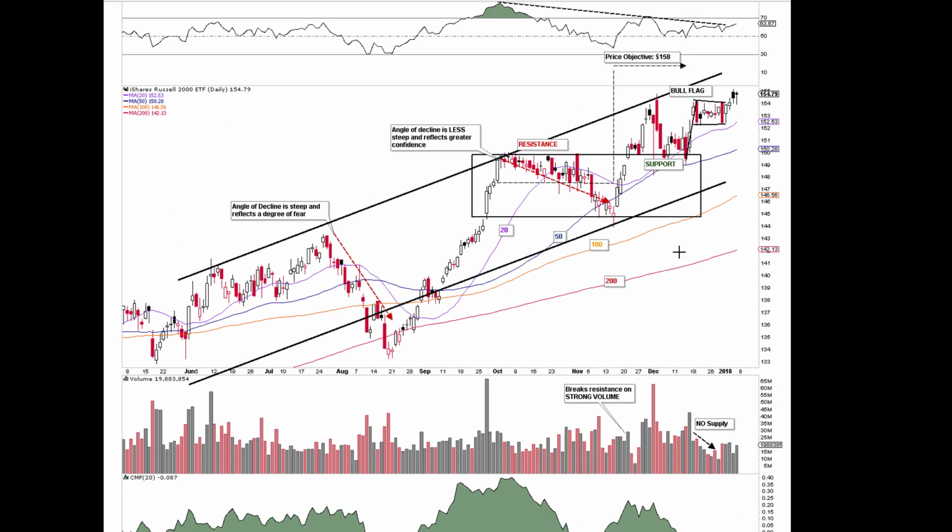Some of my observations here: one, the trend is bullish. Trend is defined by the limits of the upper trend line and lower trend line, so resistance here, and then the demand line. We can also see that the 20-day, 50-day, 100-day, and 200-day are all rising. Therefore, the trend remains intact, and I would say it's accepted at the present time.